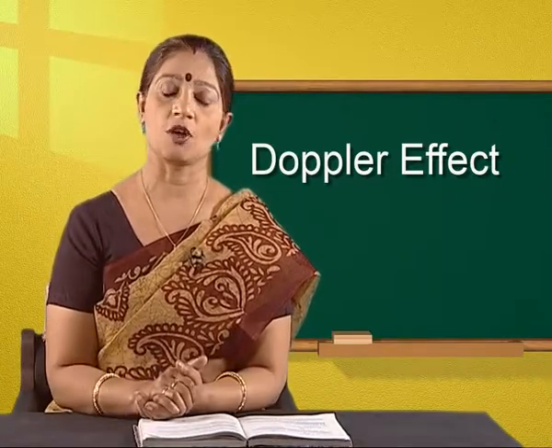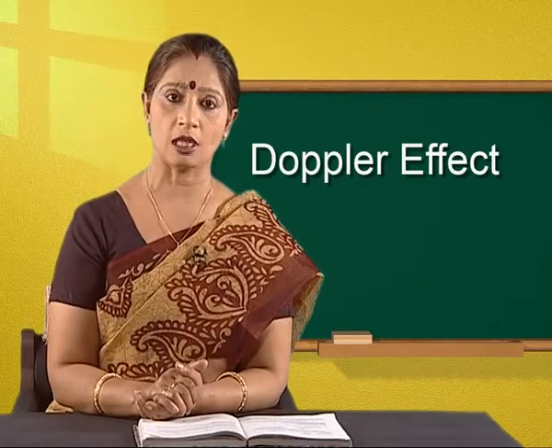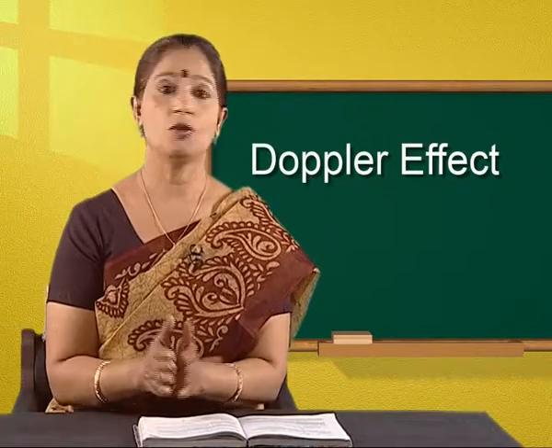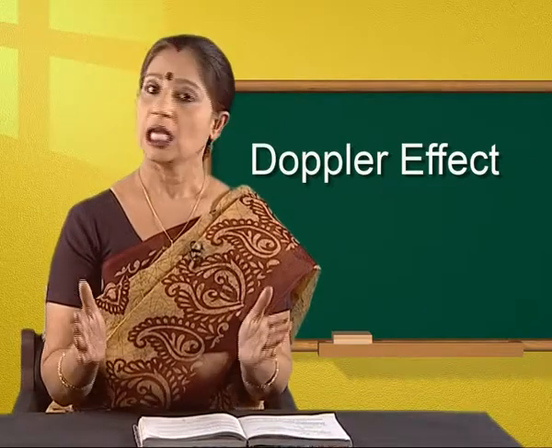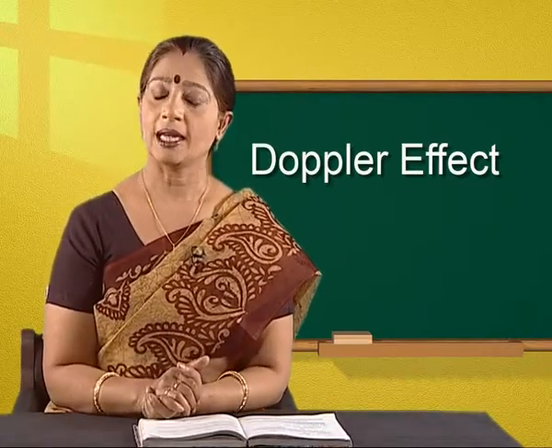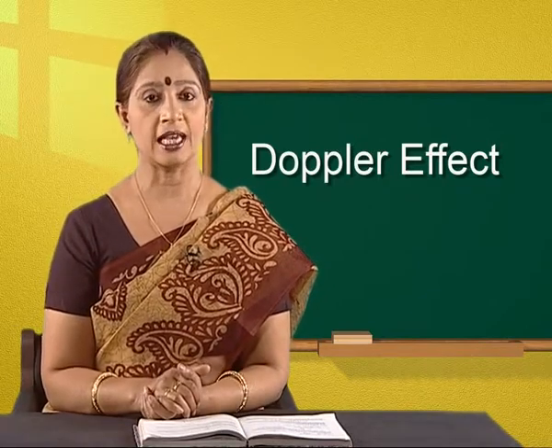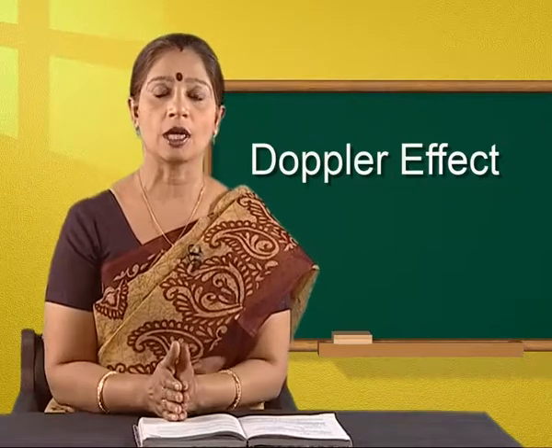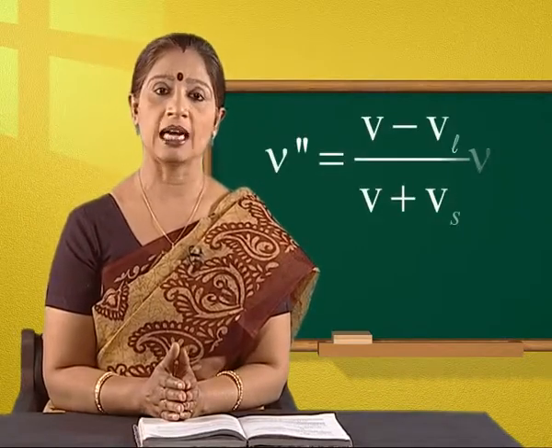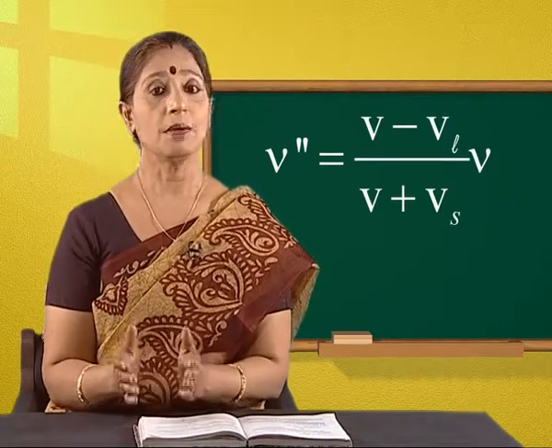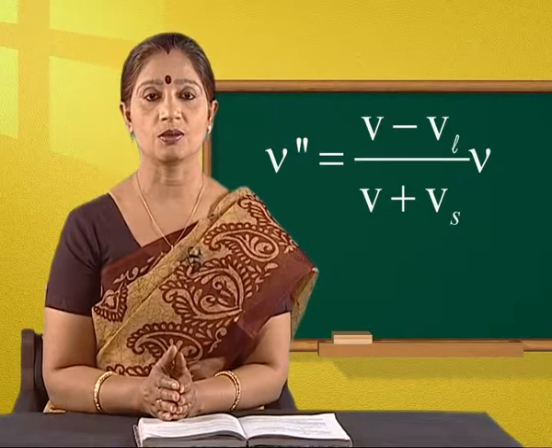Similarly, we can obtain the expression for apparent frequency of the sound when both the source and the listener move away from each other. This can be obtained by changing the signs of the velocities vl and vs in the expression for apparent frequency. We get ν'' equal to (v minus vl) upon (v plus vs) into ν.